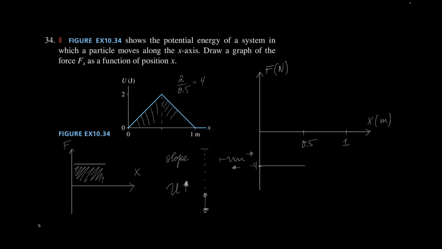And the slope now is negative. It's not the area anymore, it's the slope. And in this case, it's negative 4. So the slope is negative 4, meaning that I'm going to reverse to 4, and it's going to be up here between 0.5 and 1. So my change in energy per distance with a negative sign would be my force. So this would be 4 newtons. And that's how you solve number 34.